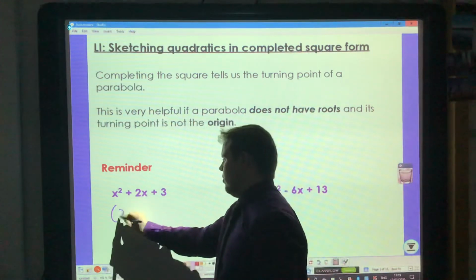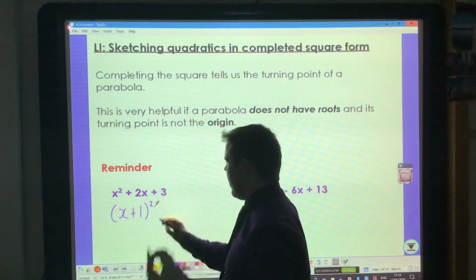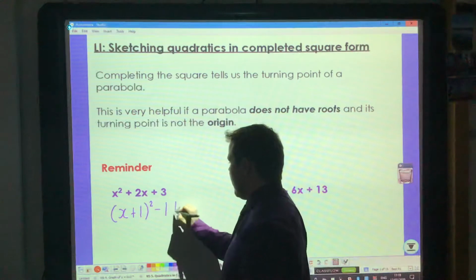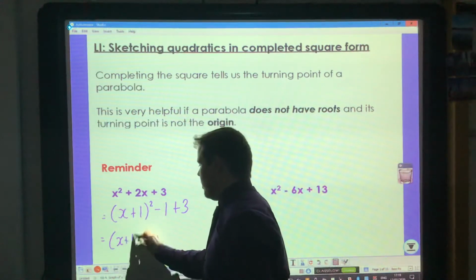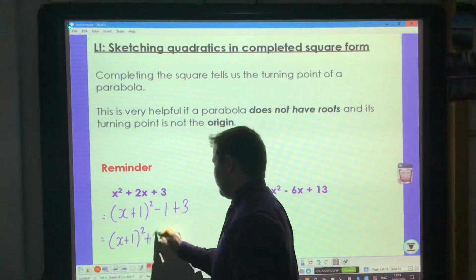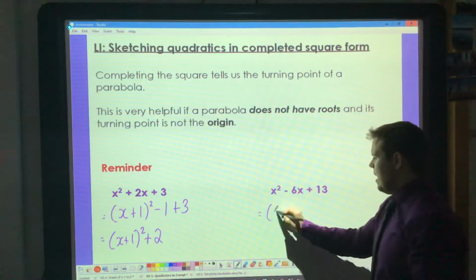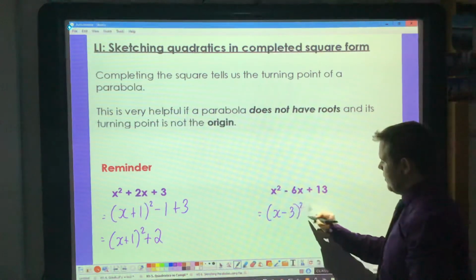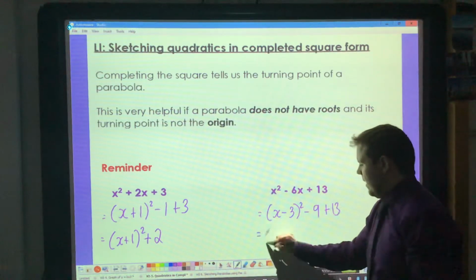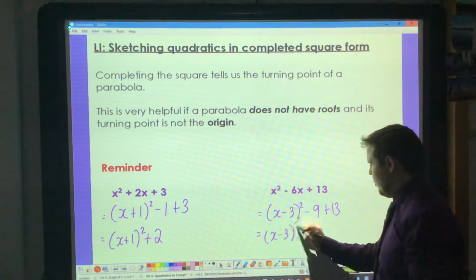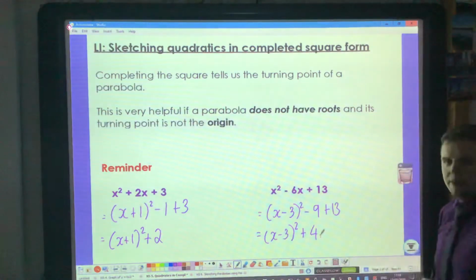You are going to half the number in front of the x, so x plus 1 squared, take off 1 squared, add 3, which gives us x plus 1 squared plus 2. And this one here, again, half the number in front, x minus 3 squared, take away 3 squared, which is 9, add 13, and that is x minus 3 squared, plus 4. So a wee reminder on completing the square there.